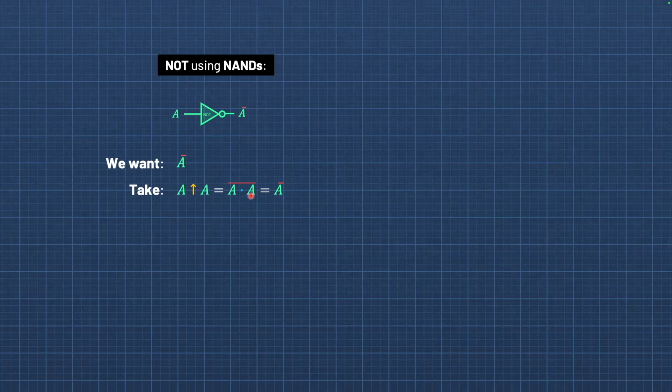But the good news is that if I take an input A and I AND with itself, A and A, this is always going to be A, right? This is equivalent to just A. So this thing right here is equivalent to just A negated. And that is pretty much it. If I want to negate A, I can just NAND that input with itself. And if you stop to think about it, it's quite reasonable, right, that we came up with this conclusion.